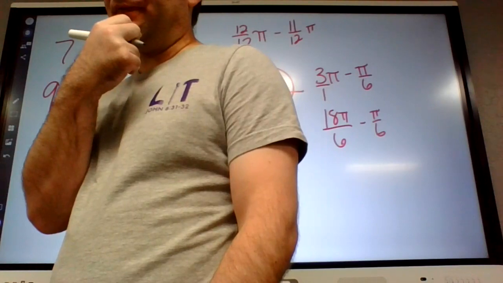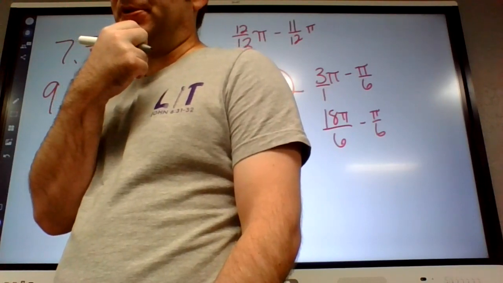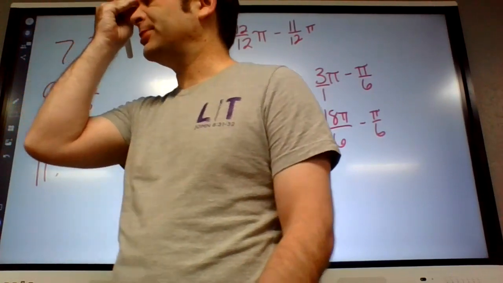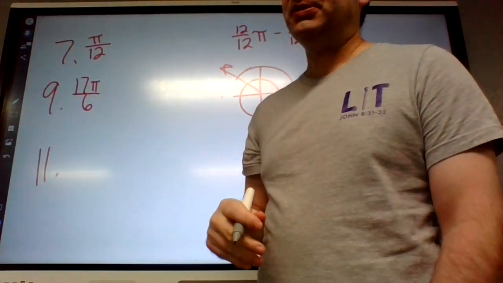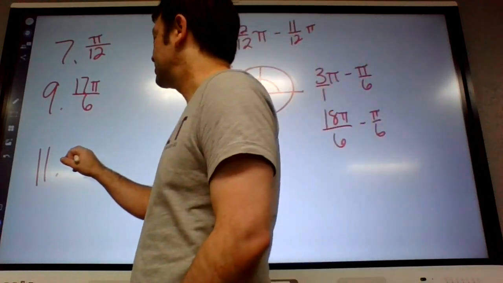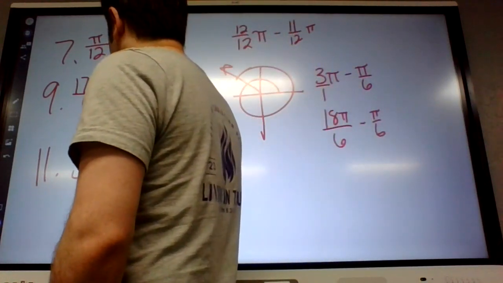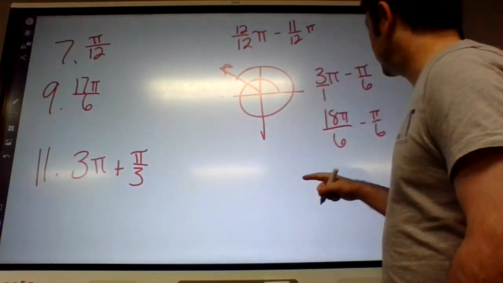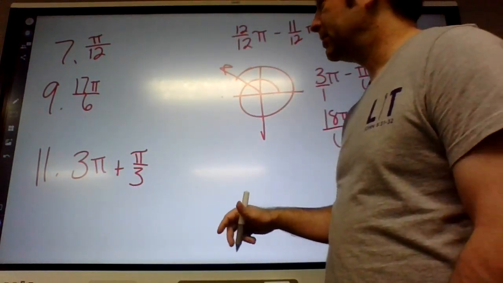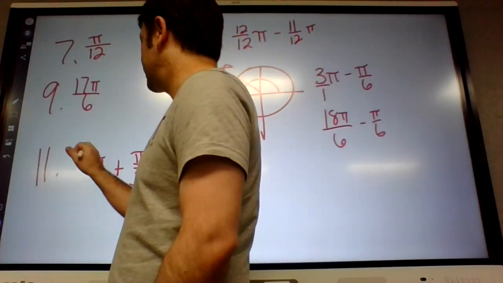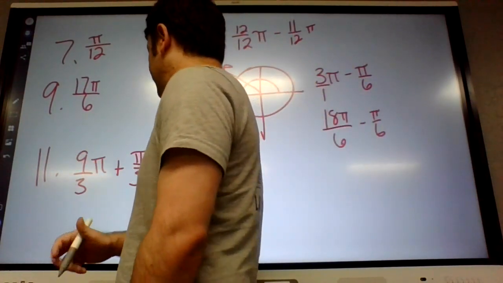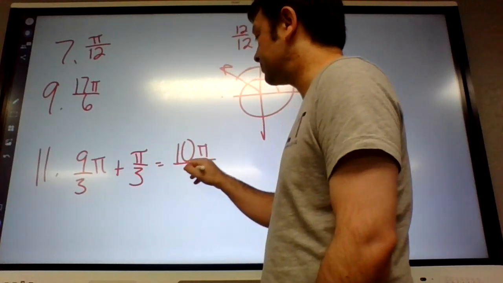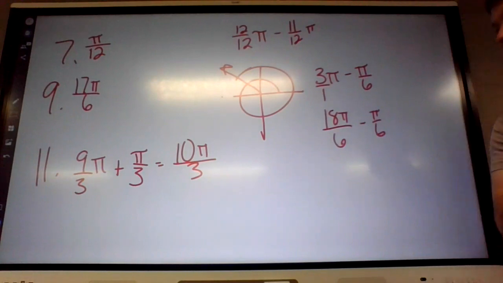Number 11 is kind of similar. It goes around a loop and a half plus a little bit more. So it goes around 3 pi plus an extra pi over 3. So it's kind of like the last one. If I multiply by 3, I need 9 pi over 3, which should equal 10 pi over 3. 9 pi plus 1 pi is 10 pi.